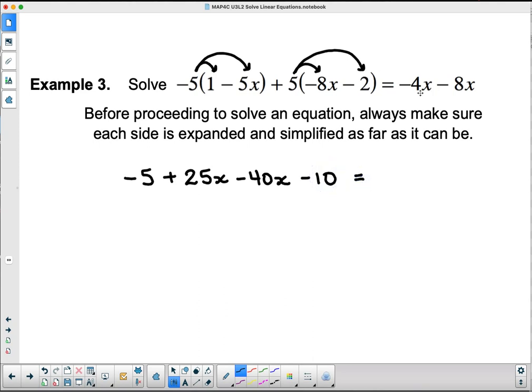Now, the other side of the equation, there's nothing to multiply through, but these are like terms. I have a -4x and a -8x, so I can put those together. -4x and -8x is -12x.